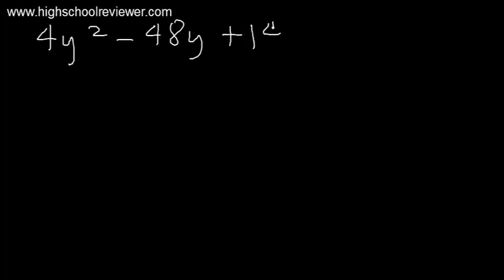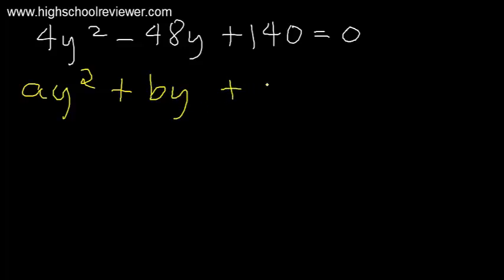Solving quadratic equations by quadratic formula. Our next problem, we have 4y squared minus 48y plus 140 equals 0. So this is a quadratic equation, and it is of the form a y squared plus b y plus c equals 0.